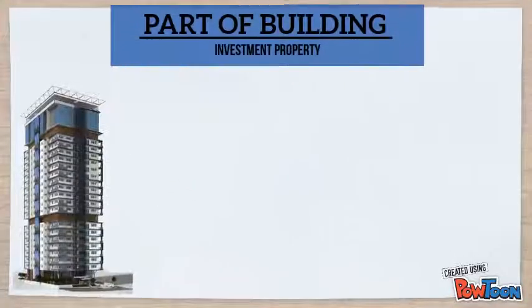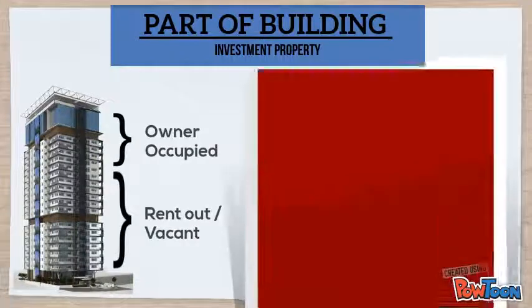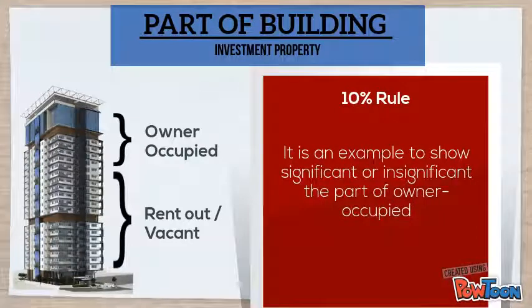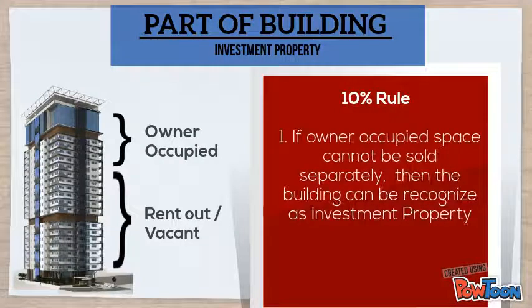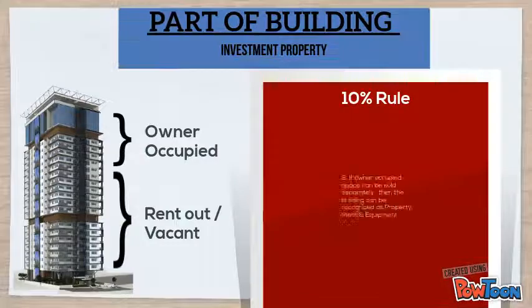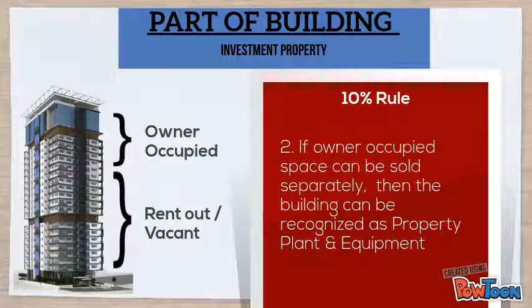How do we treat a building where part of it is rented out to others or vacant, and the other part is used for owner occupation? The 10% rule is an example to show whether the owner-occupied part is significant or insignificant. First, if the owner-occupied space cannot be sold separately, then the building can be recognized as investment property. Second, if the owner-occupied space can be sold separately, then the building can be recognized as property, plant and equipment.